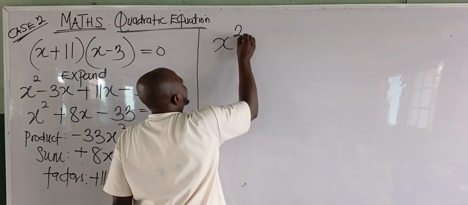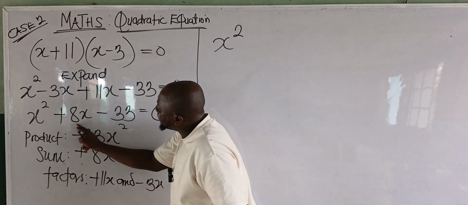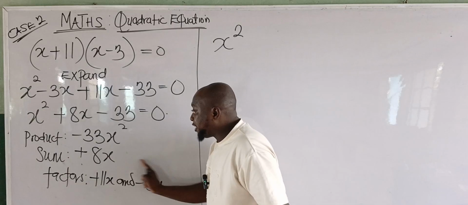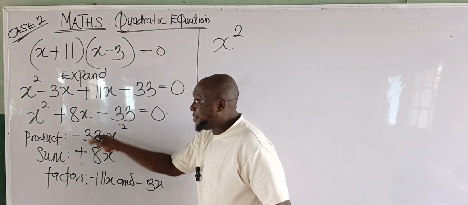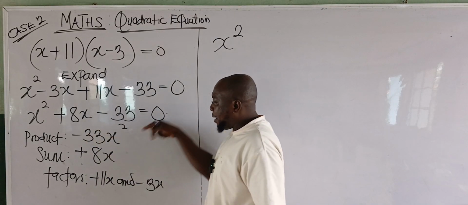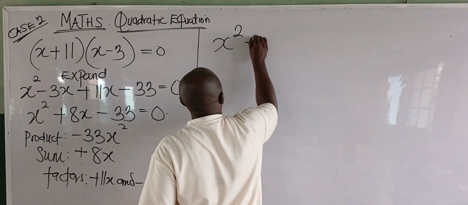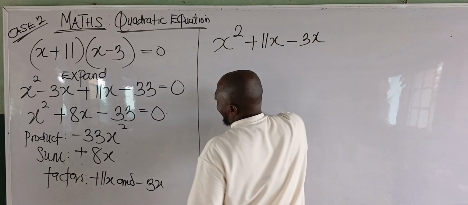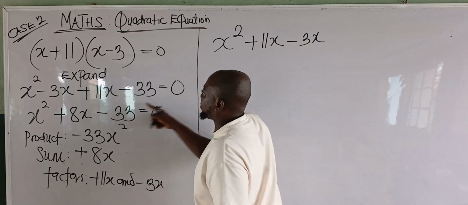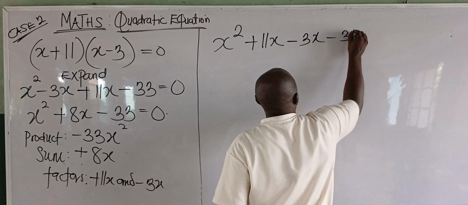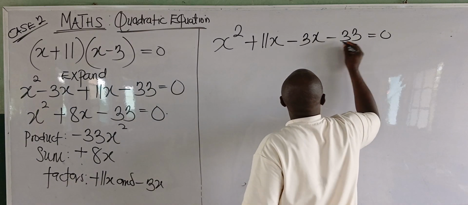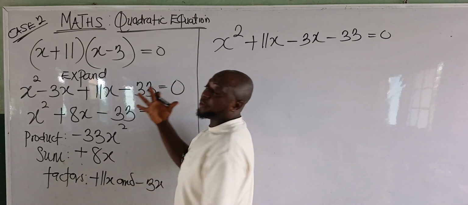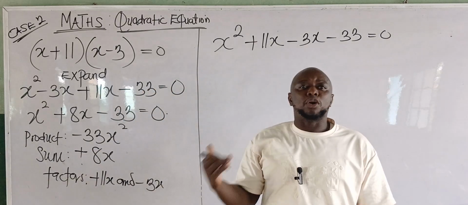So I have this value. Now, instead of putting this value, I will not put this because I already know my sum. I already know the factor. So this factor is giving me my sum. So I will ignore this one and put the factor there, which will give us plus 11x, then minus 3x. The last number, I'm taking this constant out, minus 33, all equal to 0. So from this point now, you can see that it has changed from trinomial into quadratic equation.